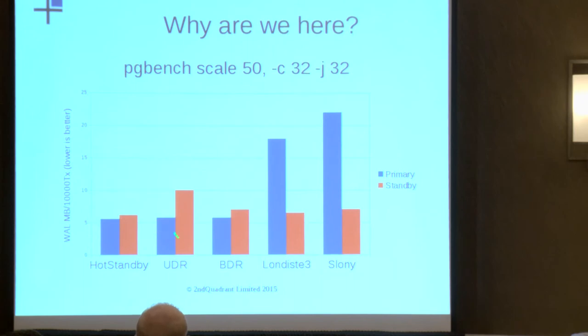With UDR, on the primary, we are pretty much the same as hot standby. There are workloads where UDR will have a noticeably higher overhead than hot standby, but pgbench doesn't trigger those. But you notice that the standby produces quite a bit more write ahead log. That's because we are missing one feature that we are proposing for Postgres 9.5 that allows you to safely say, we have replicated up to here and I'm not going to lose any transactions.